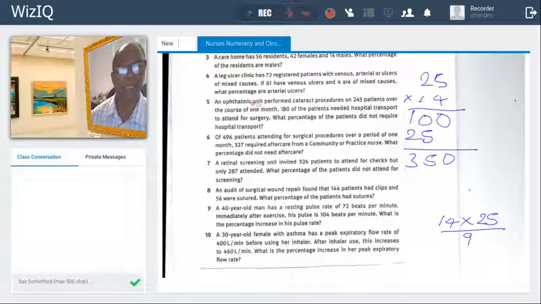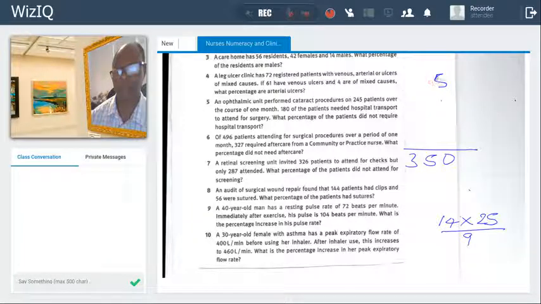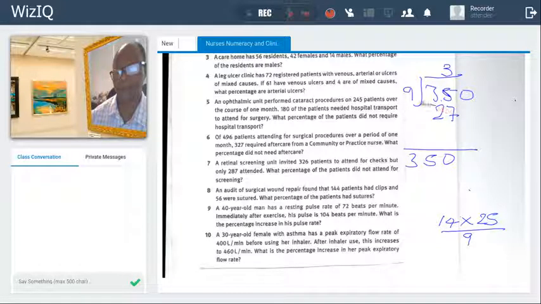Okay, so now I have 350 divided by 9. So 350, I'm dividing by 9. 9 into 35 is going to be 3. 3 times 9 is going to be 27. I need to subtract this.